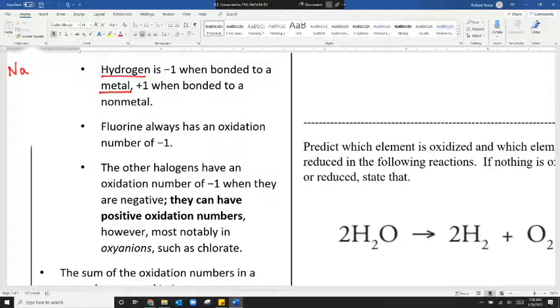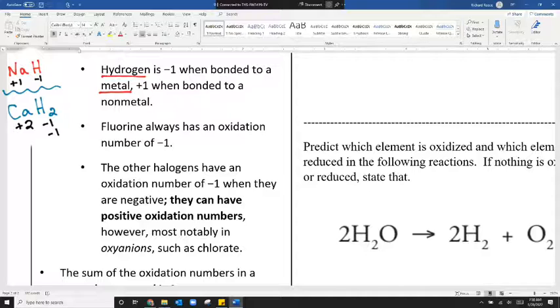Something like NaH, that would be sodium hydride. In that case, the sodium is +1, and the hydrogen is actually -1. We could have calcium hydride. All right, these are examples of hydrides where hydrogen is bonded to a metal. Calcium's +2 because it's in group 2. But each individual hydrogen is -1, and there's 2 of them. We can see they add up to 0. Again, compounds typically add up to 0.